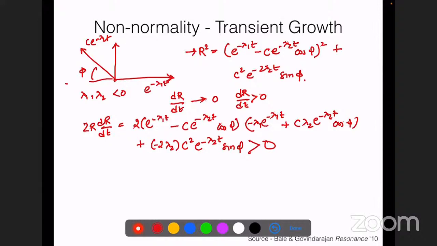So you can actually now take this equation and try to write it in a more compact form. So I'm just going to directly skip that step and write in a compact form. Let me just make sure I don't make a mistake with the equation. So I will get y square minus y (1 plus r cos phi) plus r is less than 0, where this quantity y is exponential of (lambda 2 minus lambda 1) t by c.